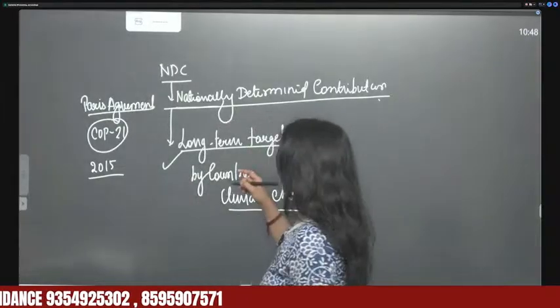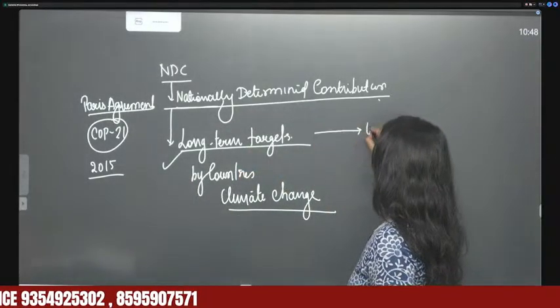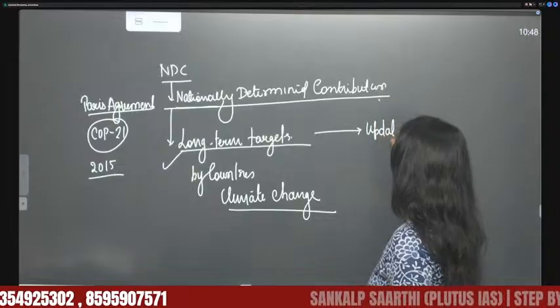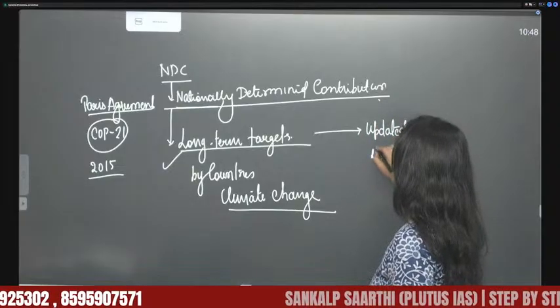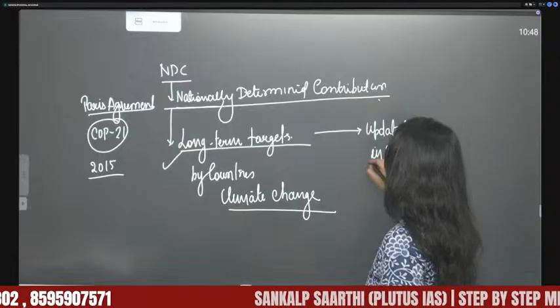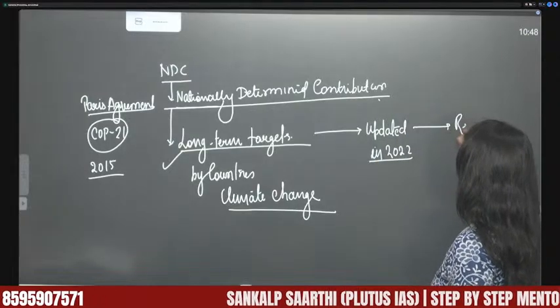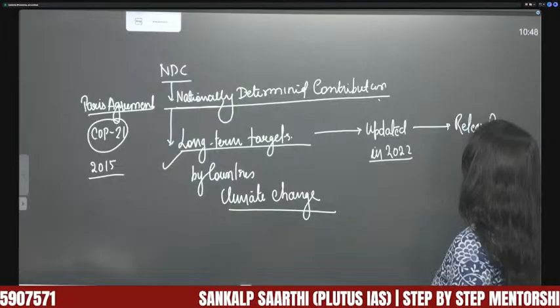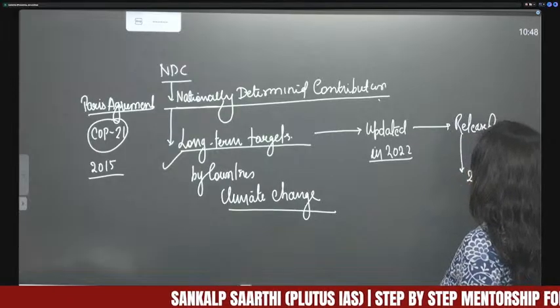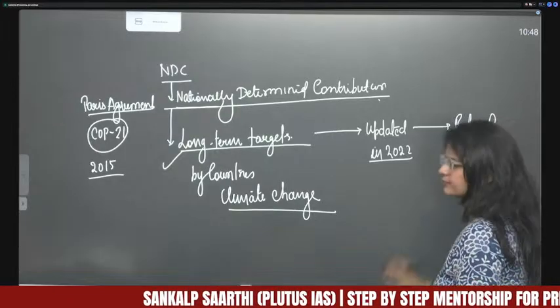So, first it was taken in 2015. Next, our targets, I mean India's targets, were updated in 2022. Now again, they have to be released, and this has to be taken up until 2035.